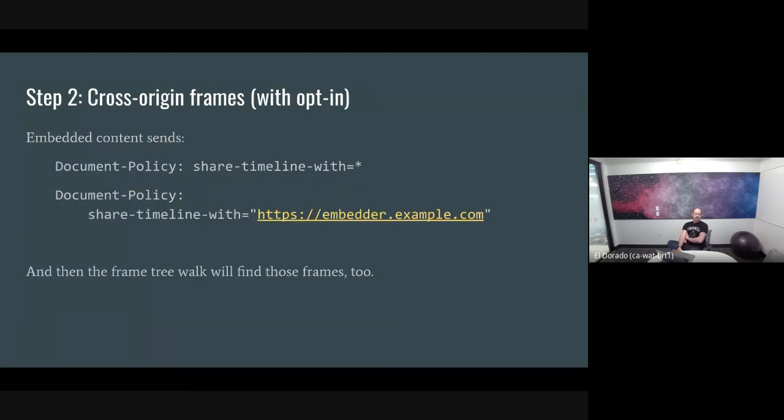And then finally, the last step of this is going to be to do this cross origin, which is exactly the same mechanism, except that we require that the embedded content send a document policy in the headers saying, who would you like to share your timeline with? By default, this is nobody. But you could share it with star if you expect to be embedded everywhere, or you can provide a list of approved embedders, and anybody else would not be able to get those timeline entries. And then it will work exactly the same way, except that when we walk the frame tree, we'll find all of the frames that have opted in.